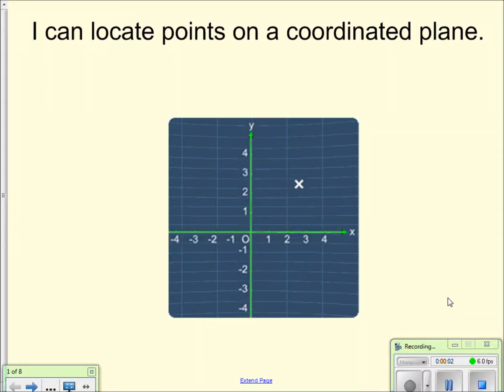Today's objective is: I can locate points on a coordinate plane. You can see here a picture of a coordinate plane. It's a little bit like a line graph, but we are going to have different parts, right? Not just this section, but we have other parts of our line graph as well, or the coordinate plane.